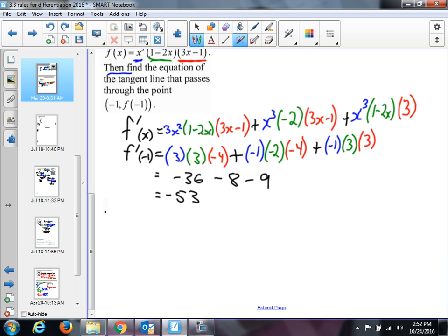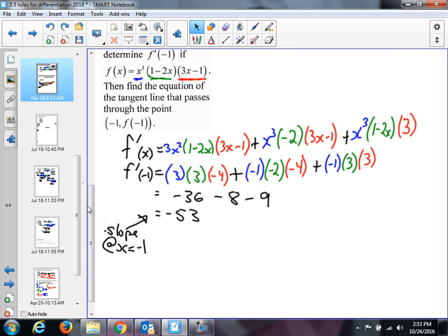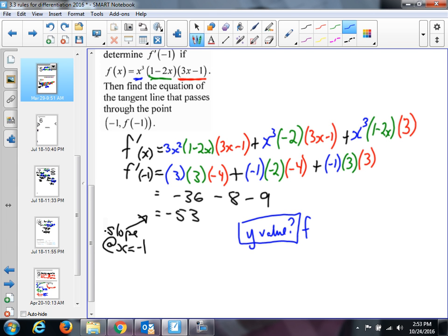Because then it says, and find the equation of the tangent line that passes through the point. So we know what the slope is at x equals negative 1. Right? But that's not enough to come up with the tangent line. We need a y value first. Is that given? No. But we could use the original function. Y value? Here's what I'm saying. Well, we put it in. F of negative 1 is equal to, well, negative 1 cubed is negative 1, 1 minus 2. Oh my goodness, here. It's 3. Yeah.